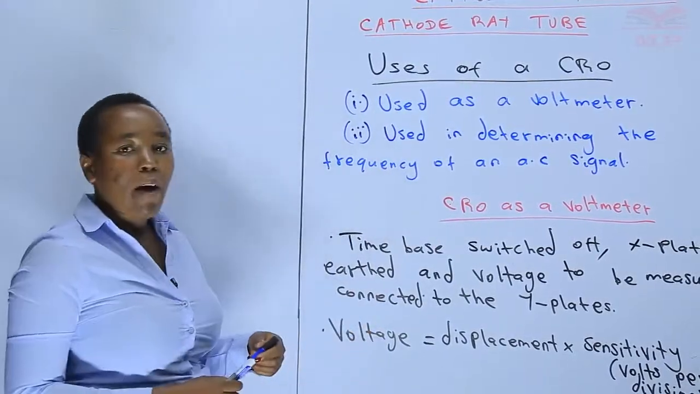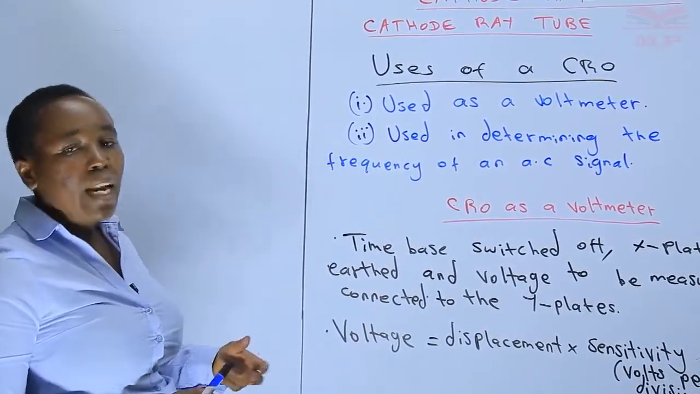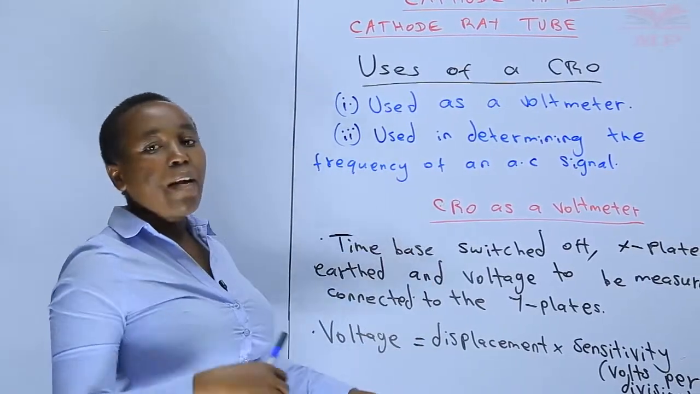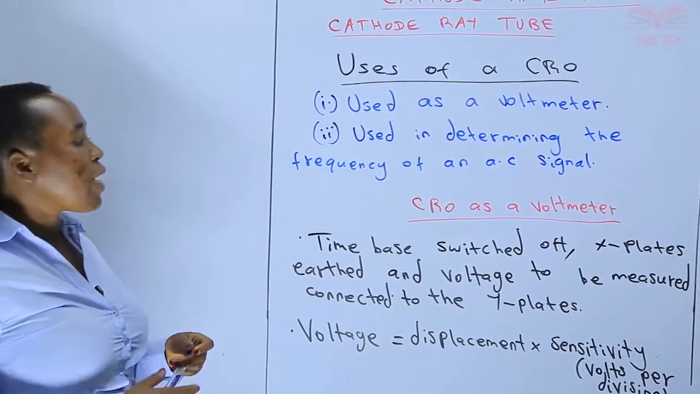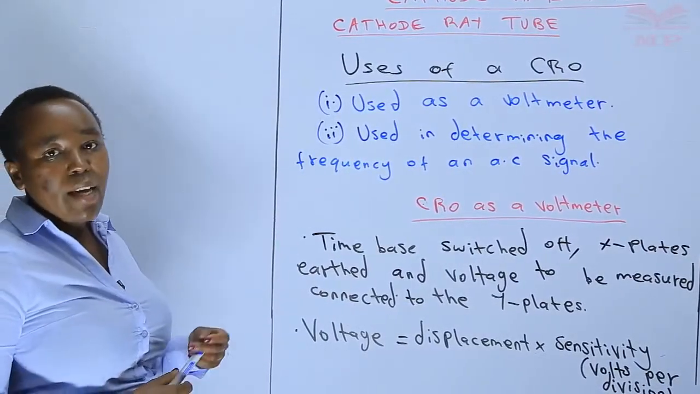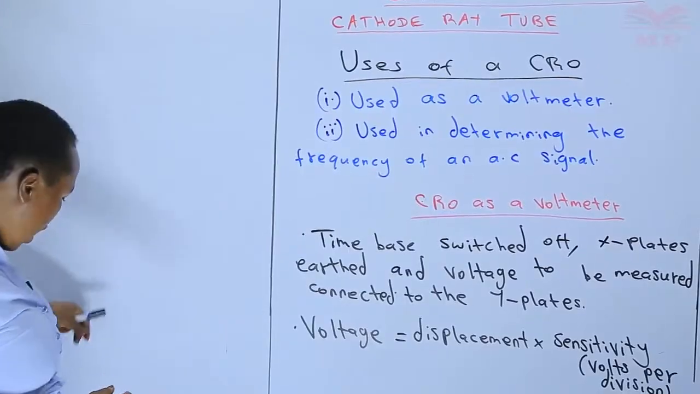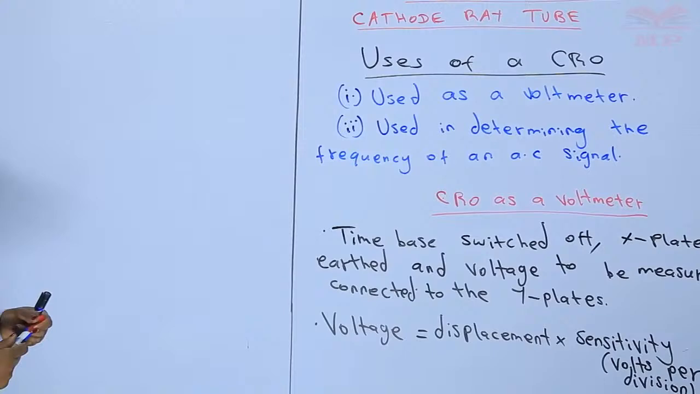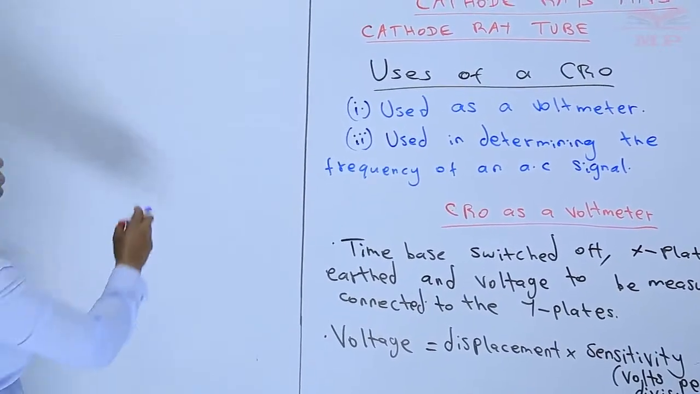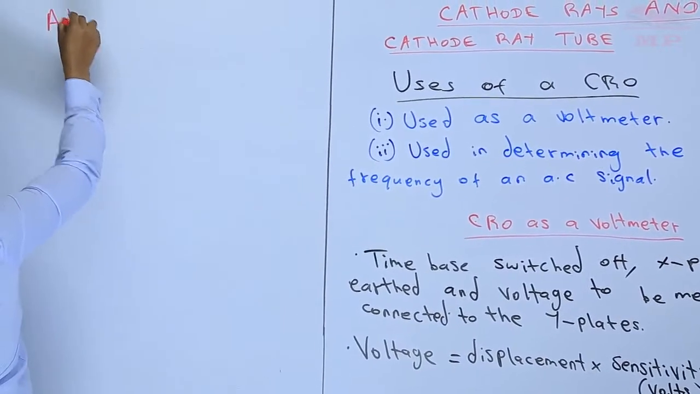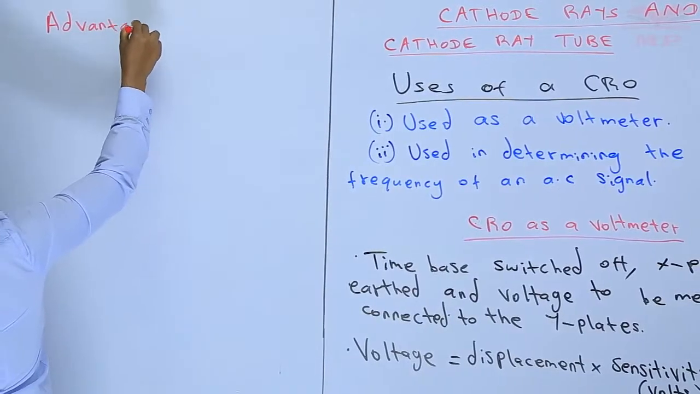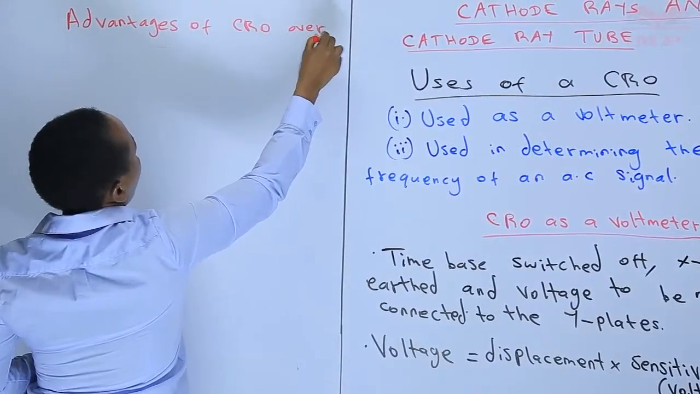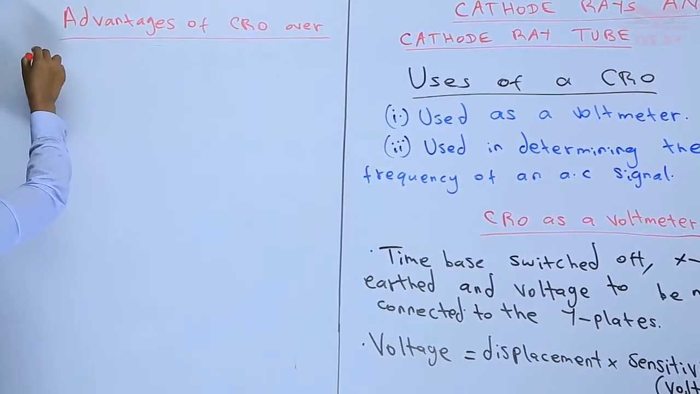And therefore we have our other voltmeters, the ordinary voltmeters. But now we are saying that the CRO has more advantages over the ordinary voltmeter, and we look at those advantages. So we look at the advantages of the CRO over the ordinary voltmeter.